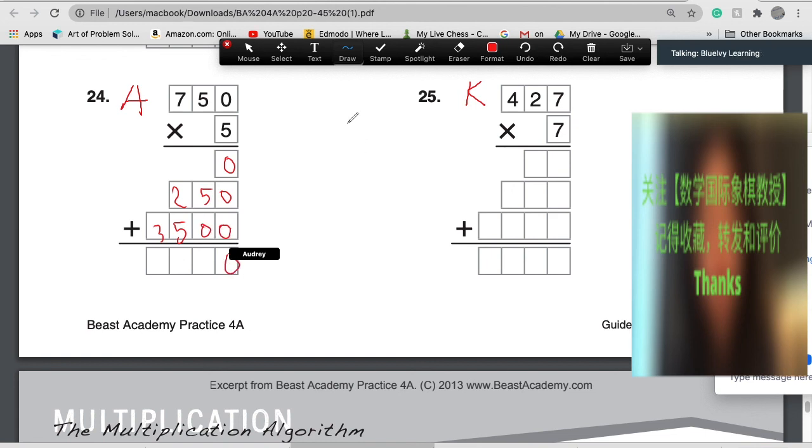Okay, now let's check Audrey's work. 5 times 0, that's 0. 5 times 5, 250. 5 times 7, 3,500. So they got a 3,750. Okay, Audrey did it right. Oliver said this one right. Yes, Winston also said this one is right.